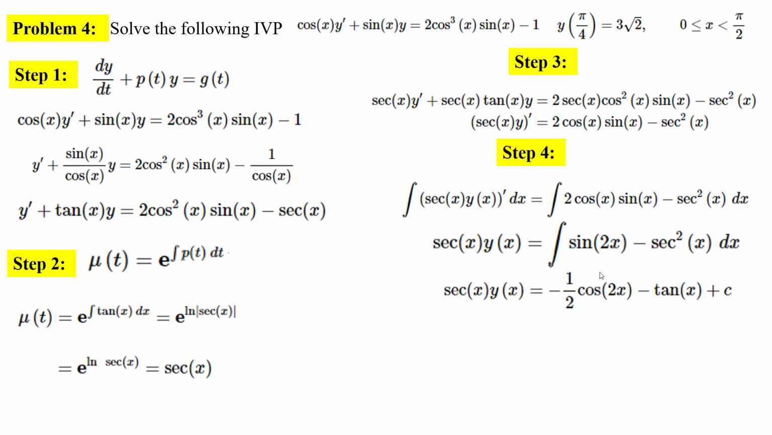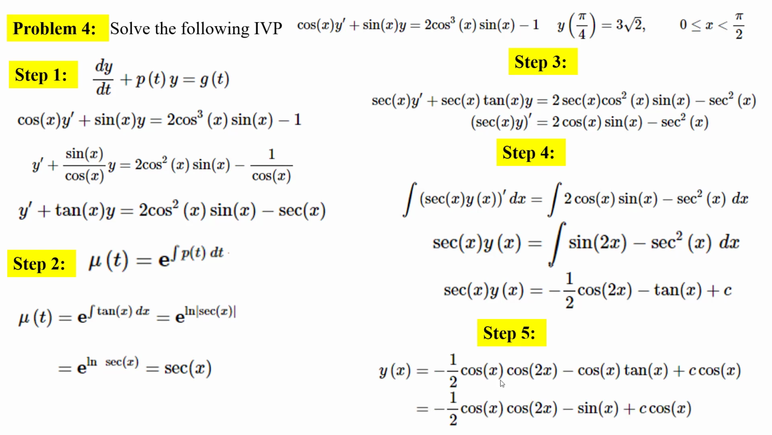So the integral of sine of 2x, you can use u substitution, is negative 1/2 cosine of 2x. And then secant squared of x, that's in one of our standards, is tangent of x, because the derivative of tangent is secant squared. Okay, here we go. And then step 5, you can divide each side by secant, or multiply each side by cosine, which is what they do.